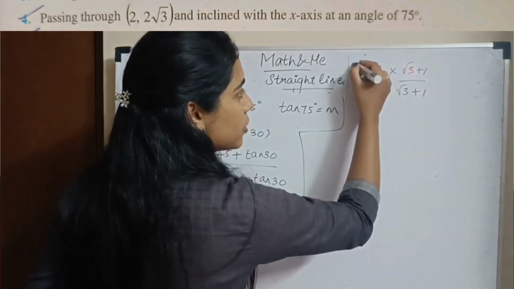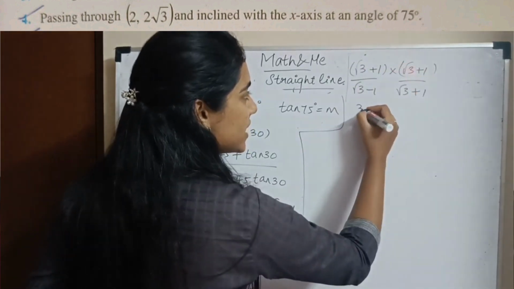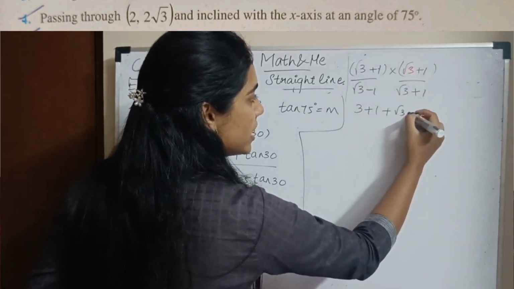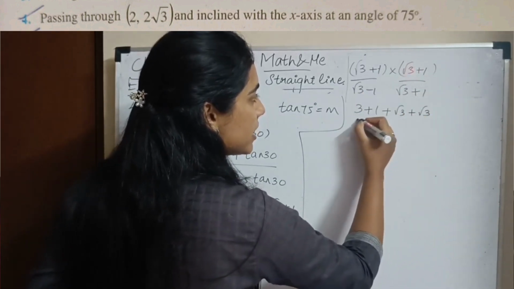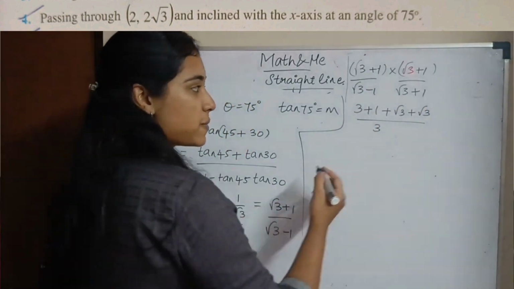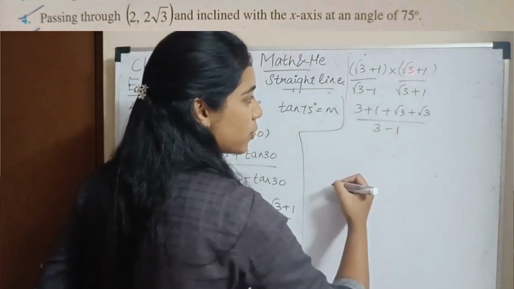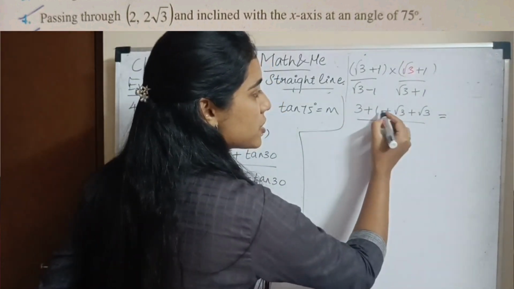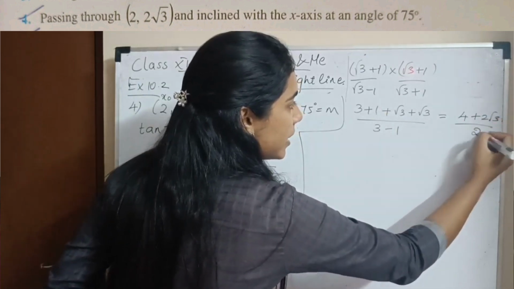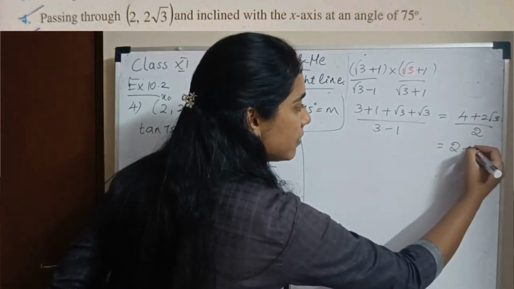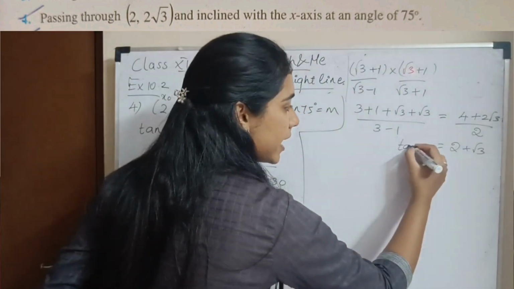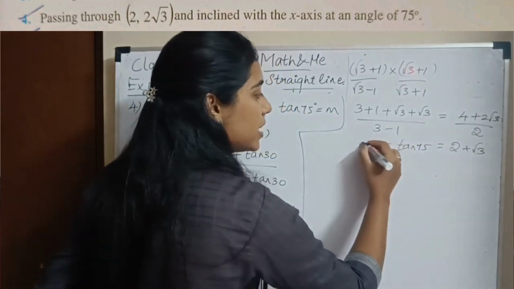So what do I get? Root 3 times root 3, 3. 1 into 1 is 1 plus root 3 plus root 3, divided by 3 square. A minus b into a plus b is a square minus b square. So I have 3 minus 1, which is 2. So I have 3 plus 1, which is 4 plus 2 root 3 divided by 2. Taking 2 in common, I have 2 plus root 3. So this is my slope, tan 75, which is my slope.